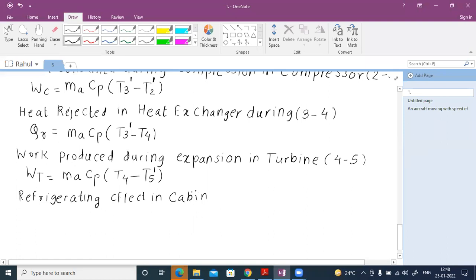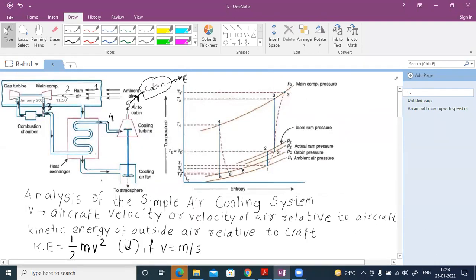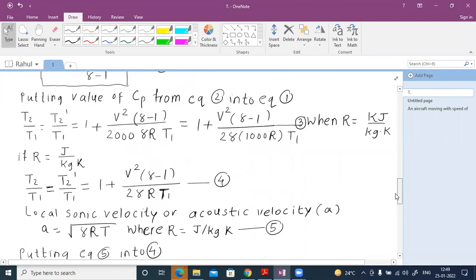Now how to calculate that? When you get the refrigerating effect, that air will abstract the heat from the cabin. The air which is coming out of the turbine, we are supplying it to the cabin. So that air will abstract the heat from the cabin. Once it abstracts the heat from the cabin, we will get a refrigerating effect.